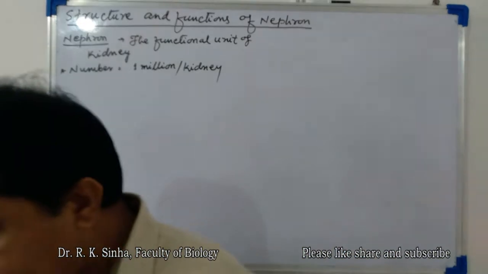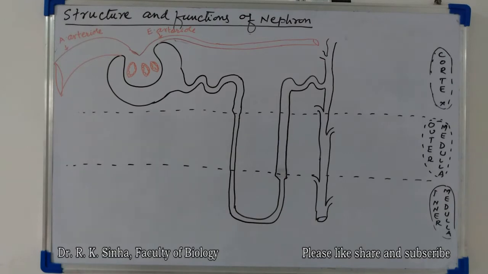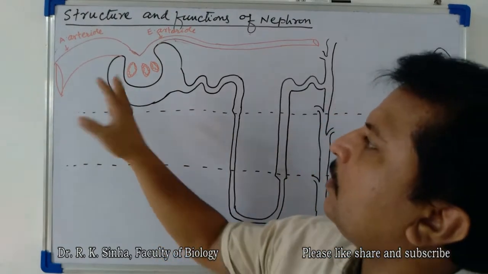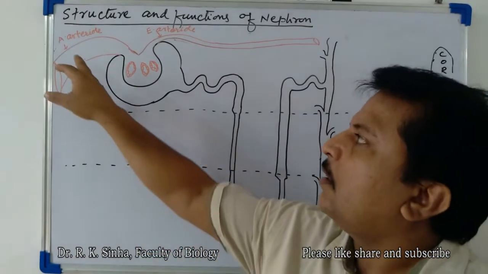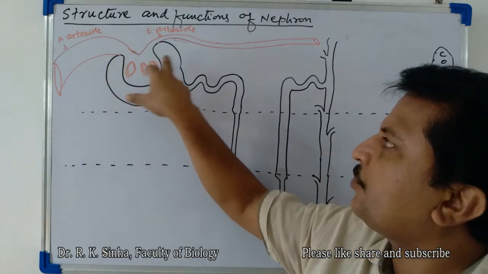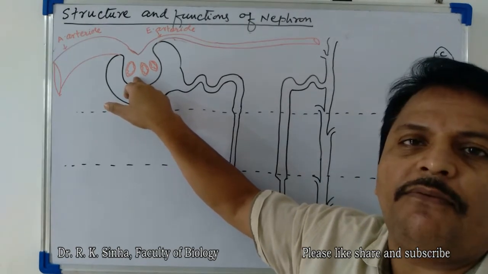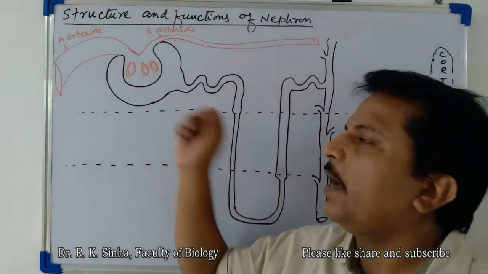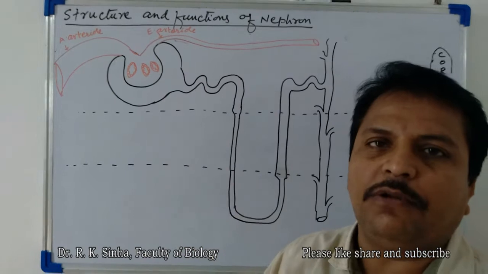Let's see here. Look at this picture. This is the outline structure of the nephron. This is the afferent arteriole. It will round up here in this structure of the kidney tubule. This round up structure will form a knot of blood capillaries, and that knot of blood capillaries is made up of this afferent arteriole.